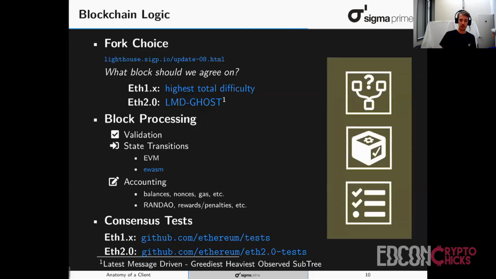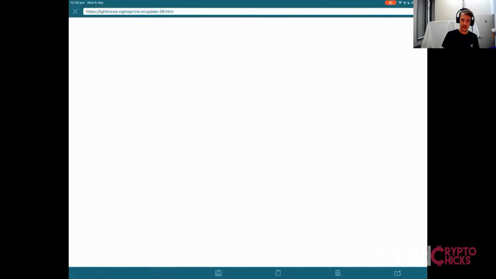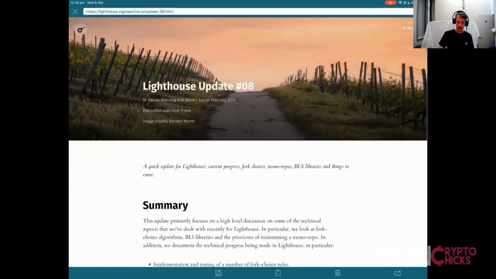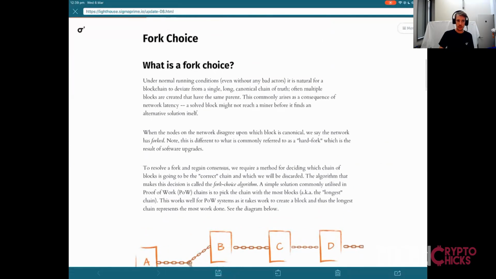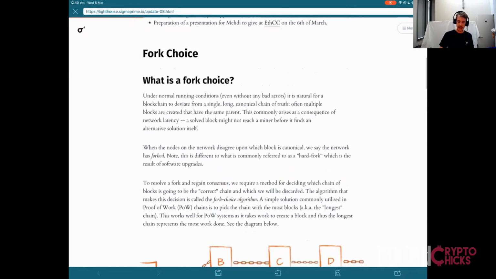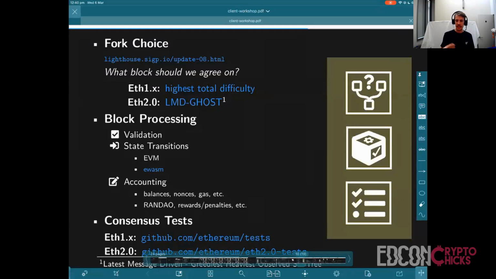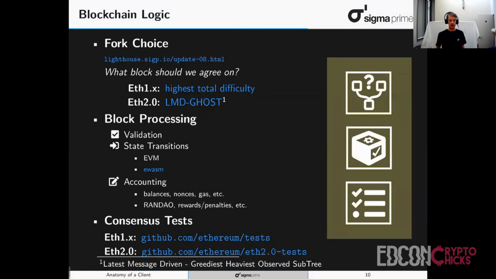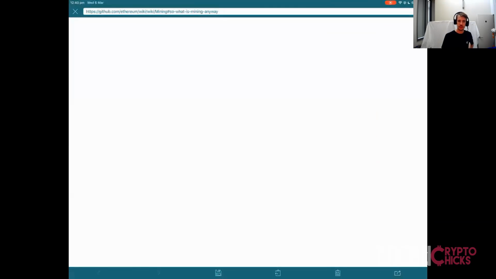So fork choice, first of all, if you're interested in finding out more about this, we actually published a blog article on this recently on the Lighthouse Sigma Prime blog, and we talk about what a fork choice is, what it means in Serenity, and how it all works. But to give a quick overview, it's basically a decision-making process of what block we should actually agree on. What's the correct block? What does a correct block actually look like? And in Ethereum 1.0, that's pretty easy, right? In Ethereum 1.0, we have the highest total difficulty.